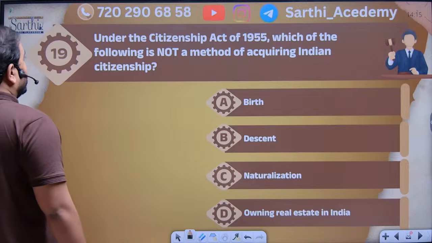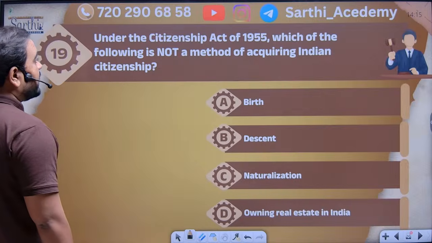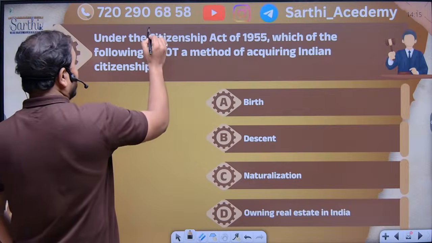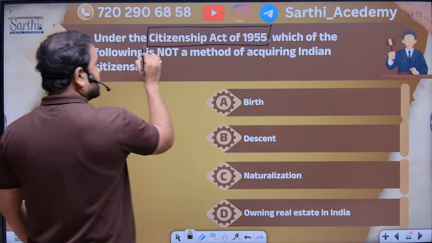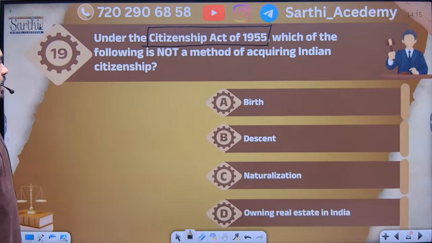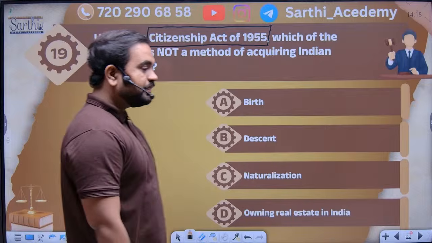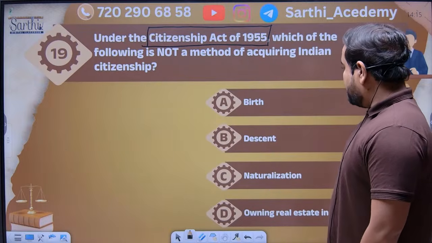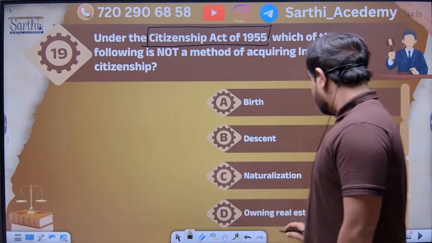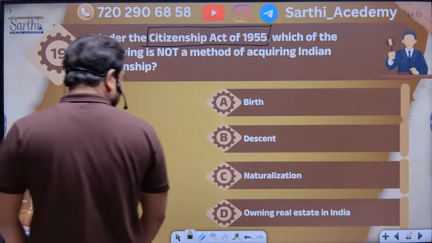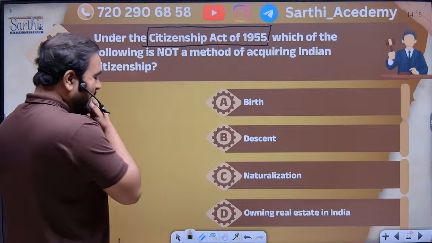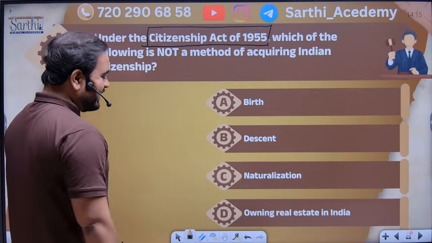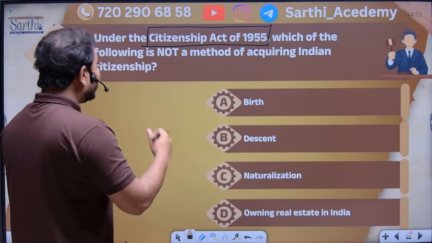Okay, 19. Question number 9. Under the Citizenship Act 1955, which I already mentioned, which of the following is not a method of acquiring Indian citizenship? Please answer. Birth, descent, naturalization, owning real estate in India. What is this option D? Owning real estate in India.